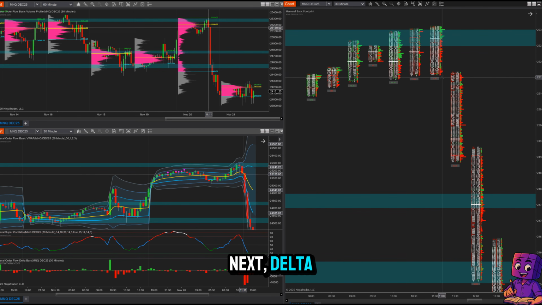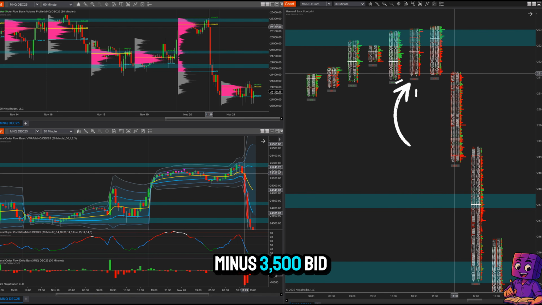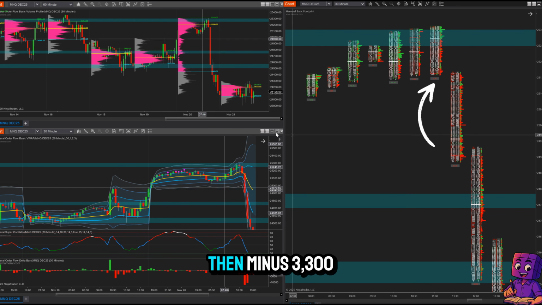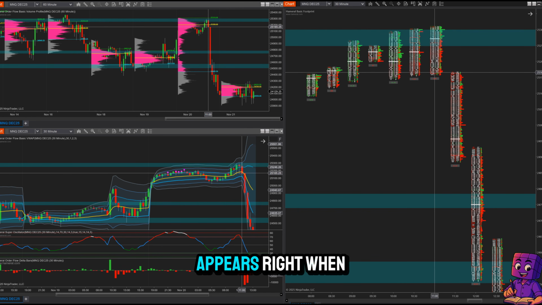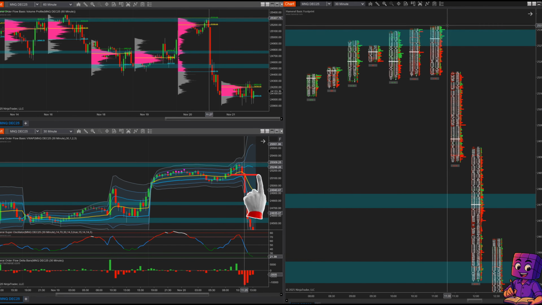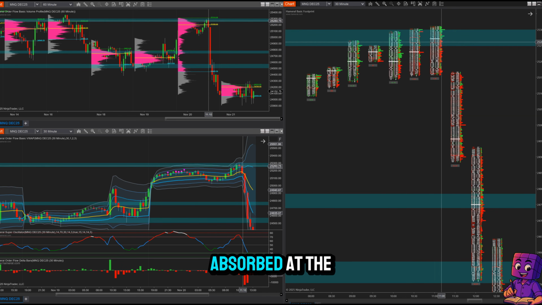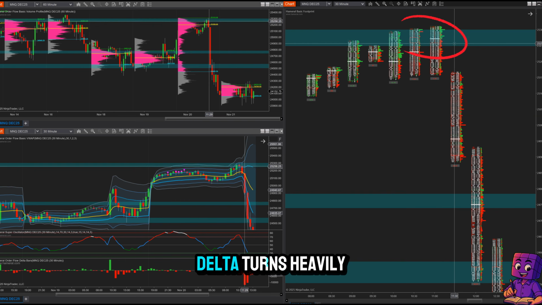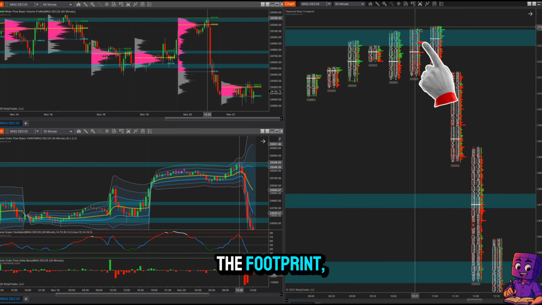Next, delta flips from strongly positive to deeply negative. Minus 3,500 bid, then minus 3,300 bid. The best entry appears right when the 30-minute candle closes below VWAP, switching the context to bearish. Buyers were clearly absorbed at the top. Delta turns heavily negative. Price closes below the POC on the footprint.